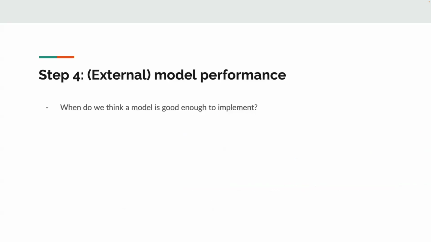Now that we have internally validated our model, we probably want to know, will this model work in another setting? And a big question is always, when do we think the model is good enough to implement? This is almost an impossible question to answer, but what we usually do is we test it on an external database, we do external validations, and then we just empirically see what the model performance is. So how many validations should we do? Is one external validation enough, for example?